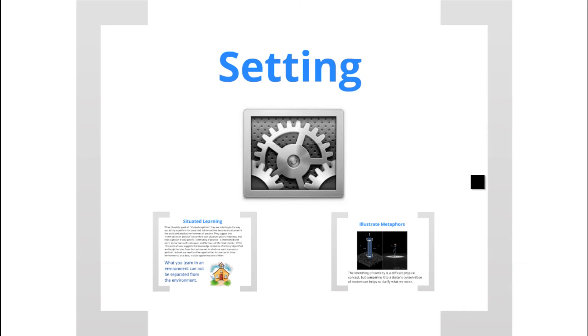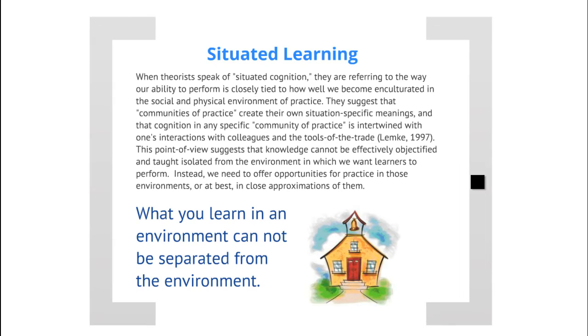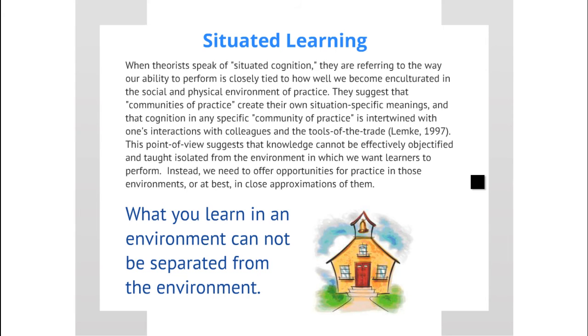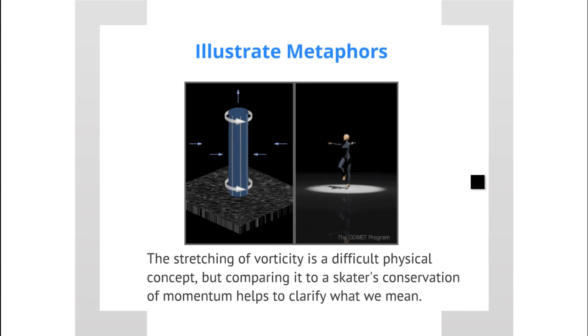Next is setting. Visuals can help you create something called situated learning. What that basically means is that what you learn in an environment cannot be separated from the environment. So when you show somebody a visual recreating the environment you want them to learn from, it's much easier for them to remember when they are in that environment. Like training, situated learning. Another is that it helps you illustrate metaphors.